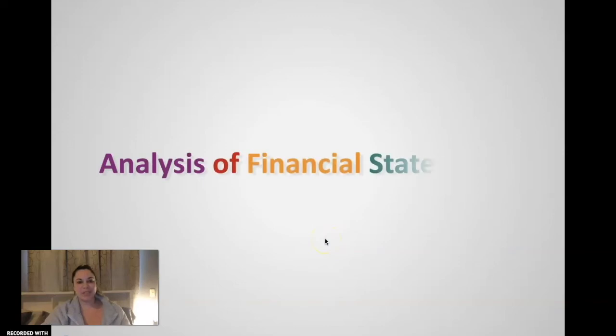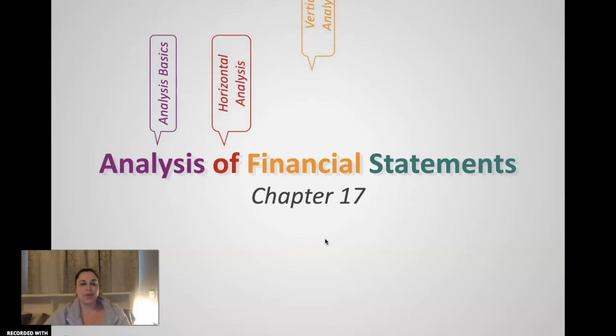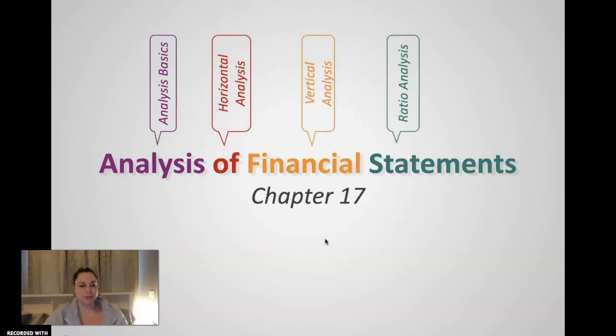This is the Chapter 17 PowerPoint. We're going to be going over the analysis of financial statements. Here's the agenda. We're going to be going over just some basic information and overview of what all this is for. And then the three main points, which is the horizontal analysis, the vertical analysis, and the ratio analysis. So these are the three main topics that we're going to be covering.